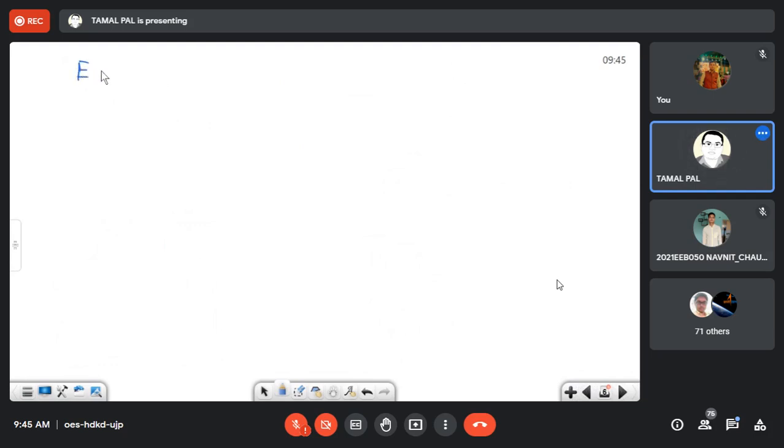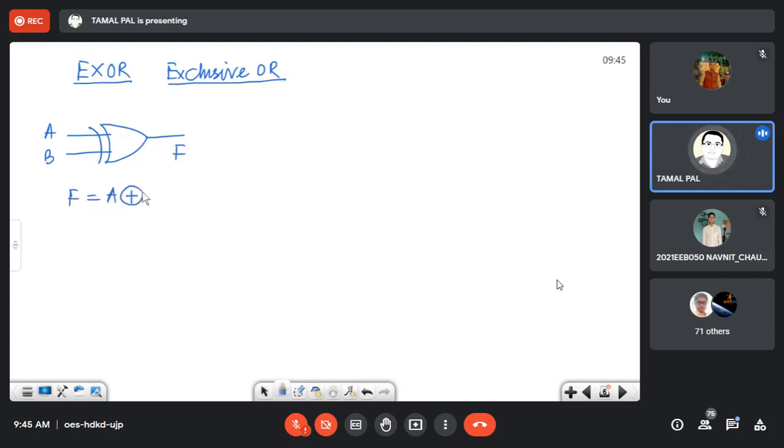XOR, or exclusive OR, we have to say. Its expression is A exclusive OR B symbol, or the expression is written this way, which means A B bar and A bar B. Actually, the meaning of this is like this. Okay. Now, what will be the truth table of this?